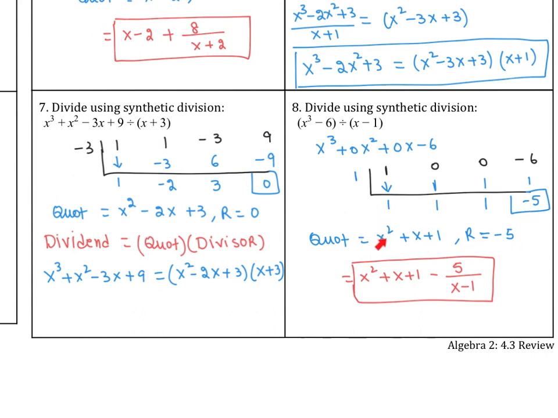Quotient is x squared plus x plus 1. Formula: quotient plus remainder over divisor. So that's your answer.